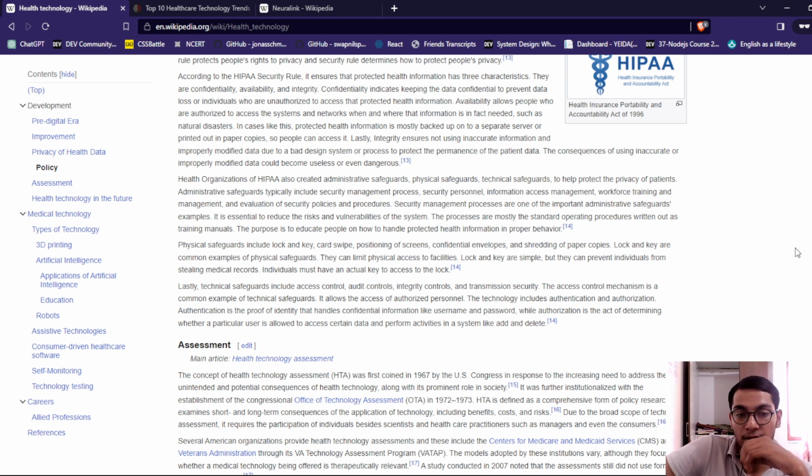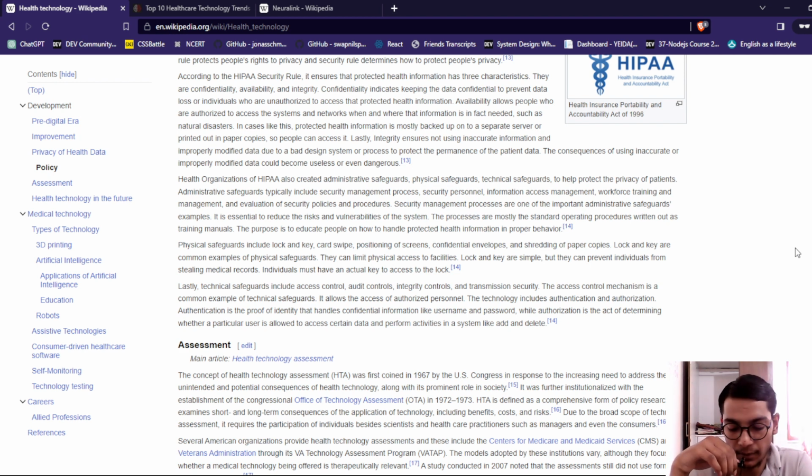Lastly, technical safeguards include access control, integrity control, and transmission security. The access control mechanism is a common example of technical safeguard. It prevents unauthorized personnel from gaining access. The technology includes authentication and authorization. Authentication is proof of identity for those who handle confidential information, like a username and password, while authorization is the act of determining whether a particular user is allowed to access certain data or perform activities on the system.